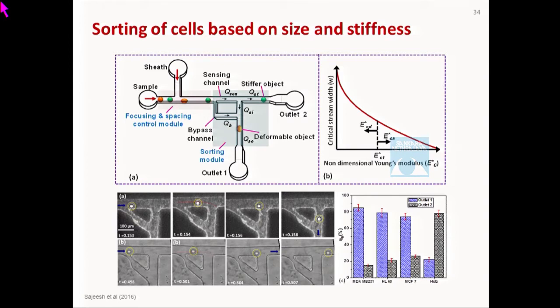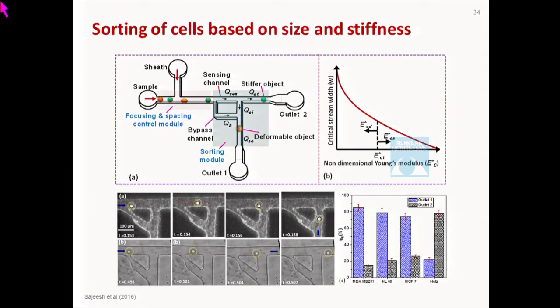So this is a design that we have used to sort cells based on stiffness. You can see that this is where the cells are coming, and this is a sheath fluid. This section, we call it a sensing region. When you have a cell here, it can alter the flow distribution into this branch versus the straight branch. If you have a stiff cell, then it will reduce this flow significantly, so more flow will go in this bypass channel, and less flow is going to come to this branch.